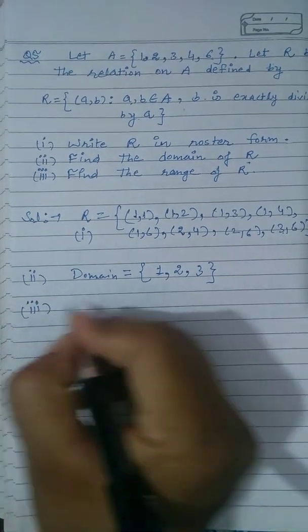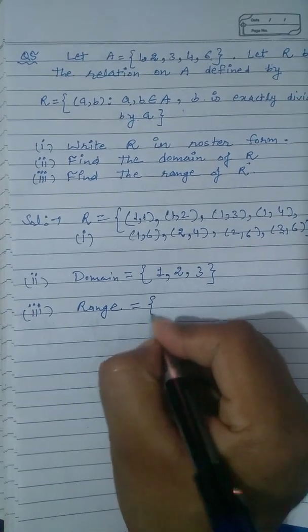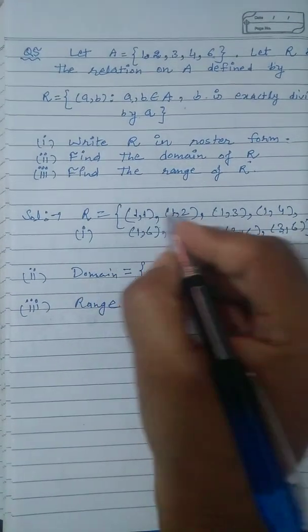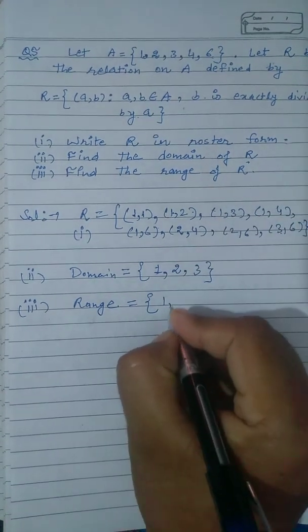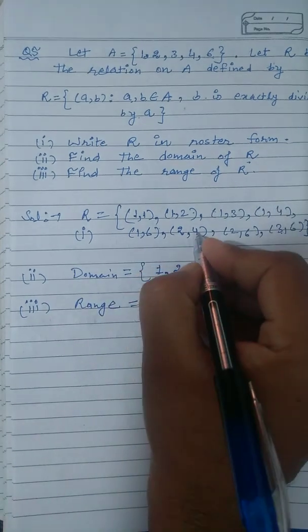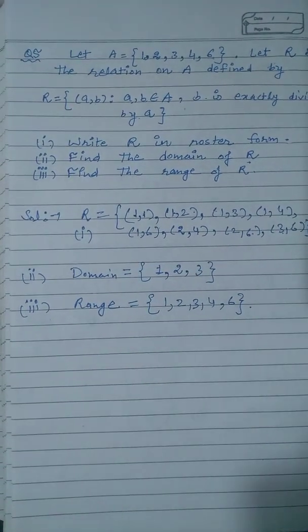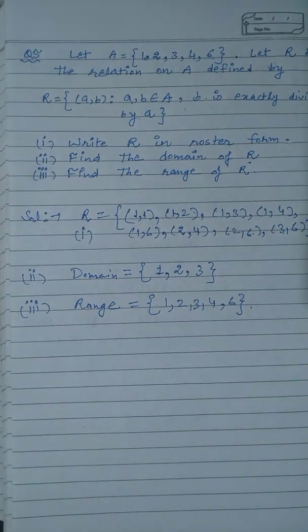What is range? Range means the collection of second elements. First of all, 1, 2, 3, 4. Next is 6, 4, 6, 6. That is 6. So this is the range of the relation.